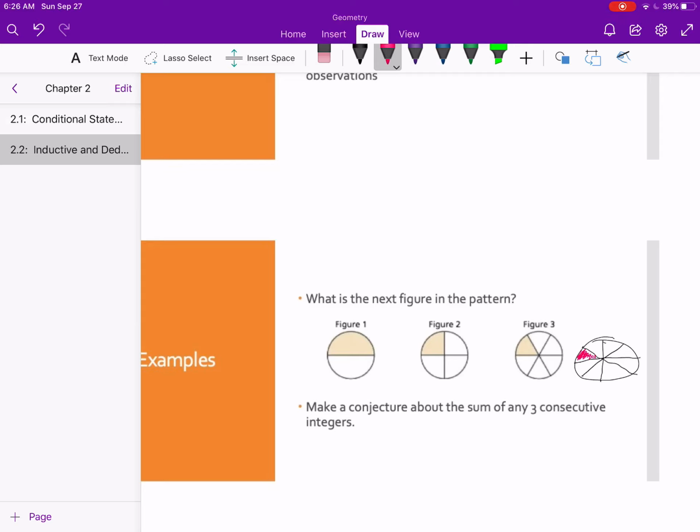Alright, make a conjecture about the sum of any 3 consecutive integers. So let's try some examples. 3 consecutive integers. So that's like 1 plus 2 plus 3, which is 6. What if we try 5 plus 6 plus 7? 5 plus 6 is 11, plus 7 is 18. What about 10 plus 11 plus 12? 10 plus 11 is 21, plus 12 is 33.